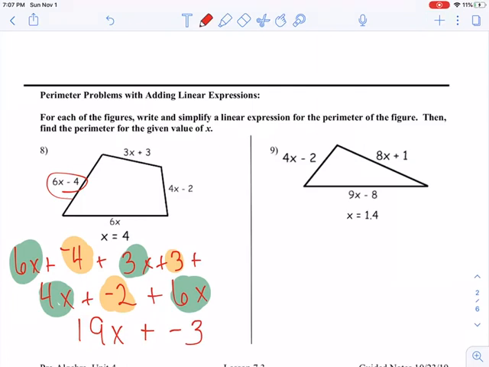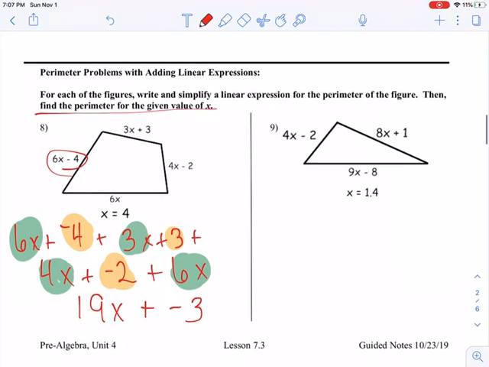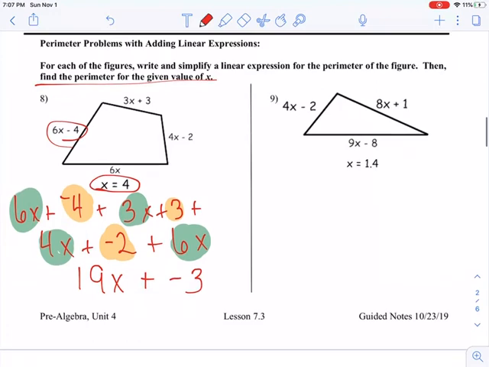Now it says to find the perimeter for the given value of x, and right here it says x is 4. So if we plug in 4, 19 times 4 plus a negative 3, 19 times 4 is 76 plus a negative 3, that's going to give us 73 units, whatever units this is in, it doesn't tell us.